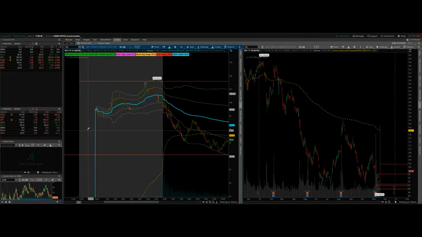So you can mark that off. And as you can notice, it tested that price. It came back towards VWAP. It came back up, retested again. So that's a double top. That lets us know that the sellers are more in control. They're defending this price right here. They're not letting it get above that price.